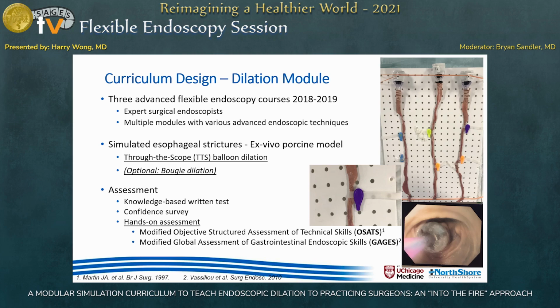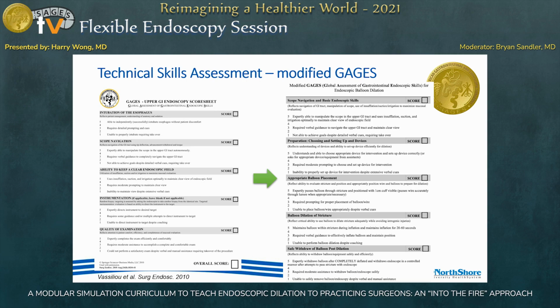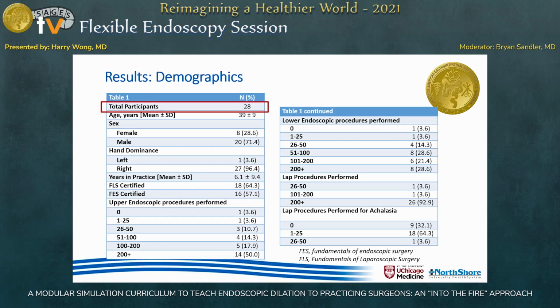In terms of assessment, we used a similar knowledge-based written test, the confidence surveys, as well as the OSATs and GAGES for the technical skill assessment. Similarly, for our initial courses, we used modified OSATs, but for the most recent course, we used modified GAGES. This is a previously validated form, and we added specific items, such as balloon dilation of the stricture, safe withdrawal, and appropriate balloon placement. We had the same cohort, 28 practicing surgeons with varying experiences.